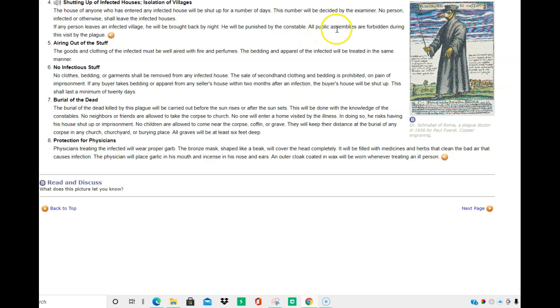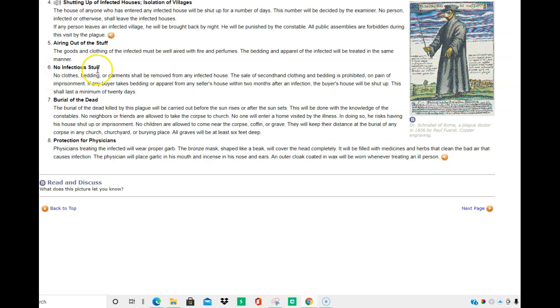All public assemblies are forbidden during this visit by the plague. 5. Airing out of the stuff. The goods and clothing of the infected must be well aired with fire and perfumes. The bedding and apparel of the infected will be treated in the same manner.